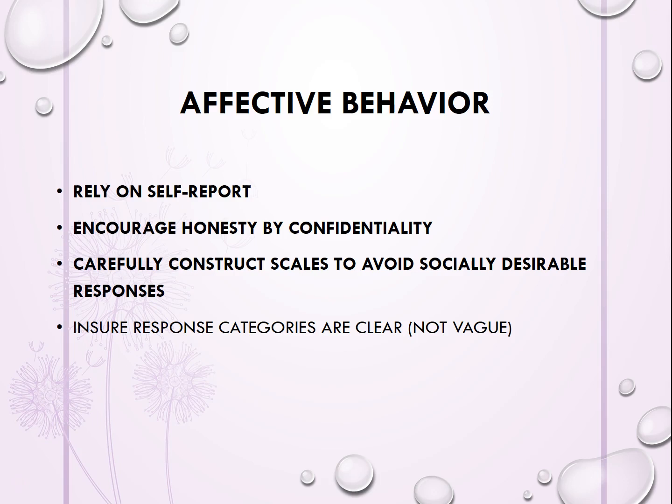Researchers usually try to locate an instrument that has already been validated and that is an accepted measure of affective behavior rather than constructing a new one. When measuring affective behavior, we should encourage honesty by confidentiality, and carefully construct scales to avoid socially desirable responses, as well as ensure response categories are clear and not vague.